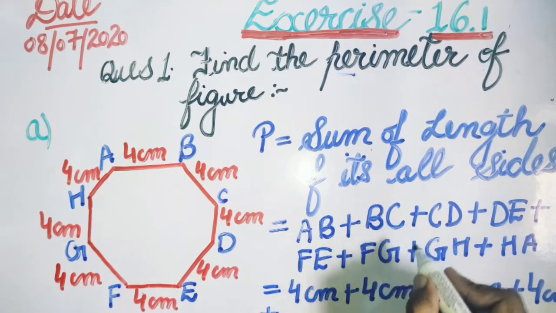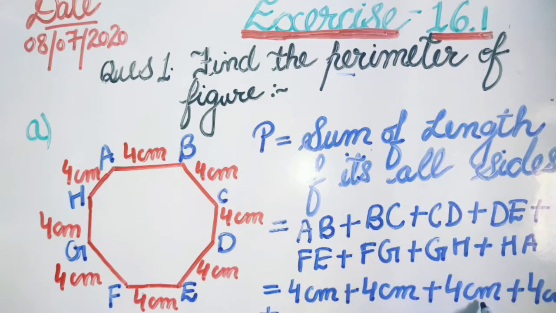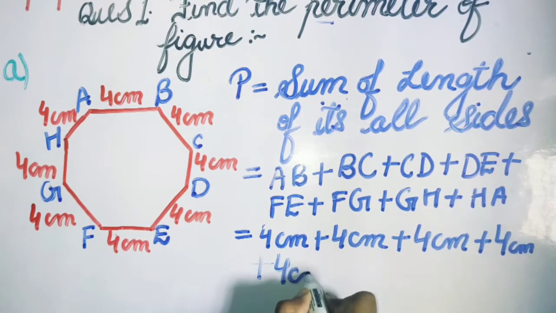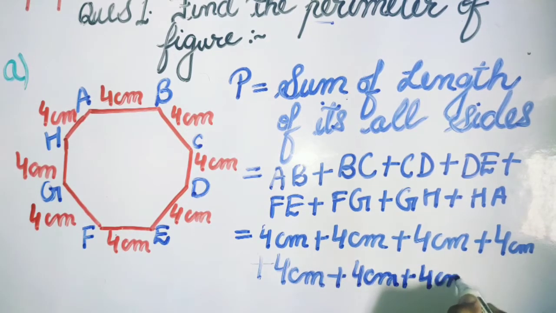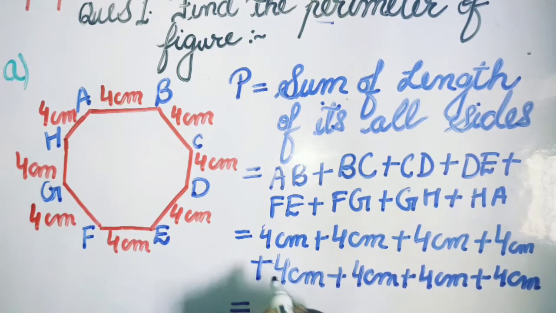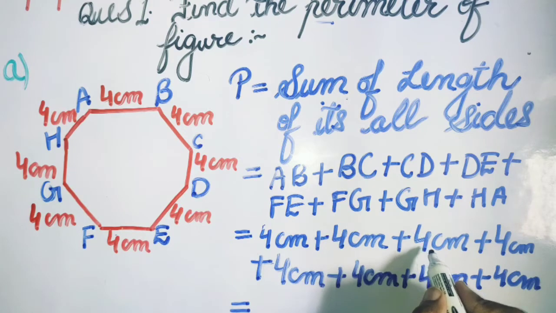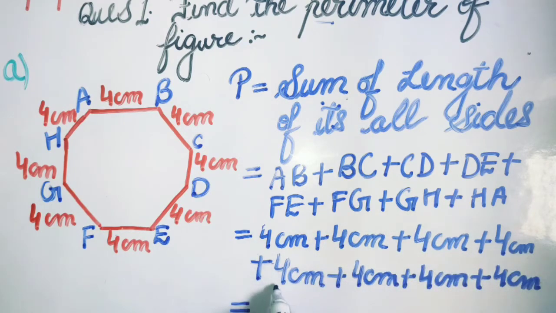AB 4 centimeter, BC 4 centimeter, CD 4 centimeter, DE 4 centimeter, FE 4 centimeter, FG 4 centimeter, GH 4 centimeter and HA 4 centimeter. Now we will add all. 4 plus 4 is 8, 8 plus 4 is 12, 12 plus 4 is 16, 16 plus 4 is 20, 20 plus 4 is 24, 24 plus 4 is 28, 28 plus 4 is 32. It means the perimeter of this figure is 32 centimeter.